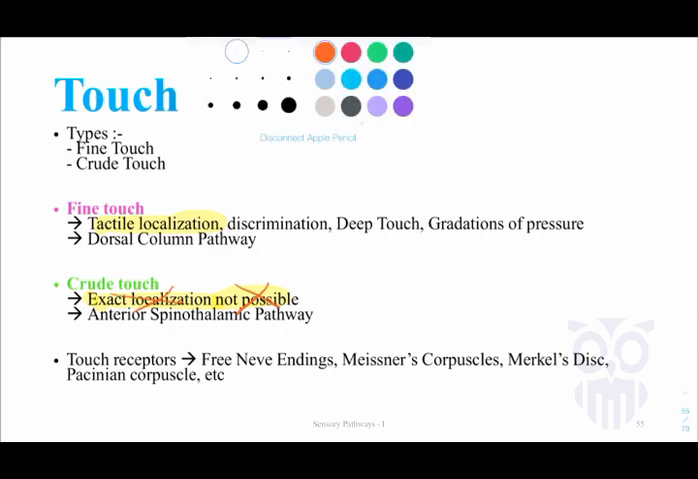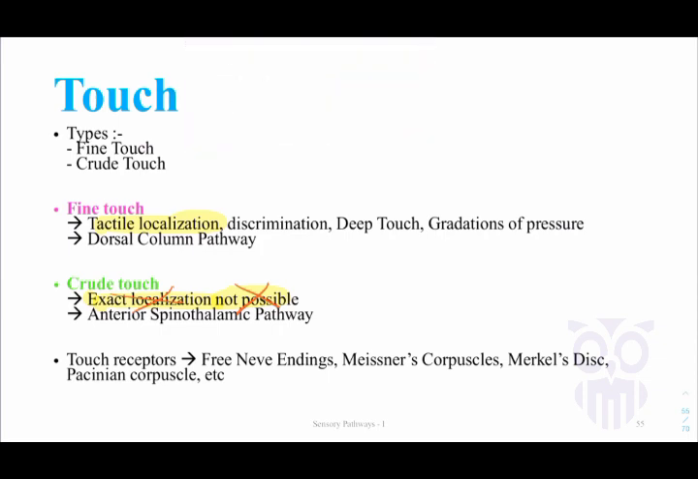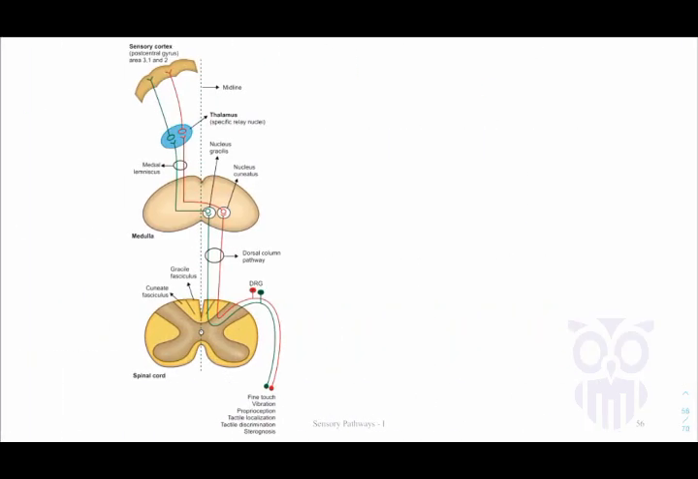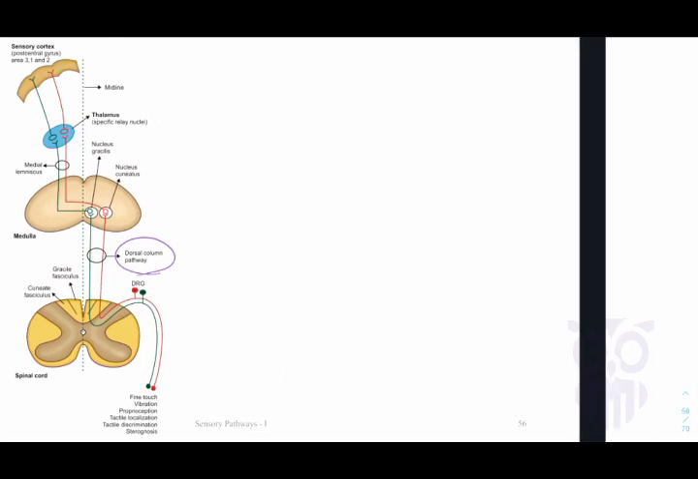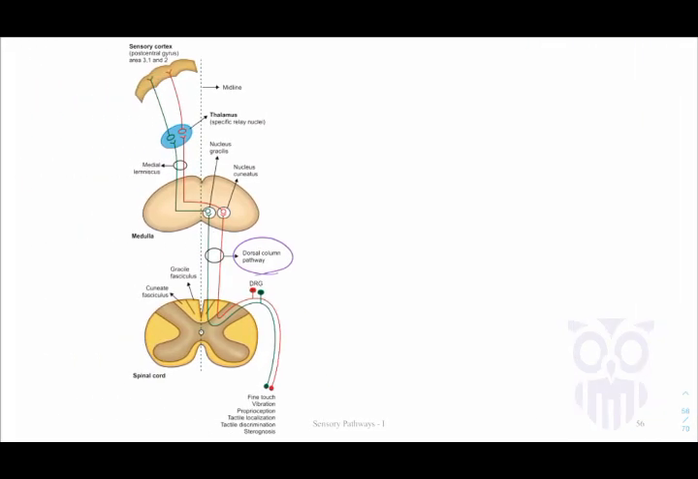So what are the touch receptors? I told you that you have to learn the receptors here. The touch receptors are free nerve endings, Meissner's corpuscles, Merkel's discs, etc. I am not going to explain the pathway again. You all know the pathway. For fine touch, what is the pathway? Yes, the dorsal column pathway, the same thing we have already studied. Repeat it: first order neuron, second order neuron, everything as it is.